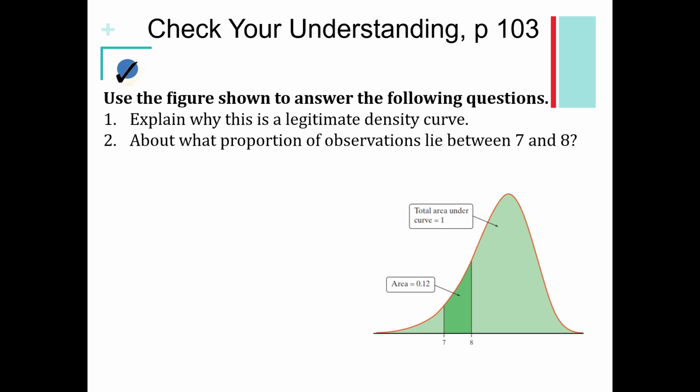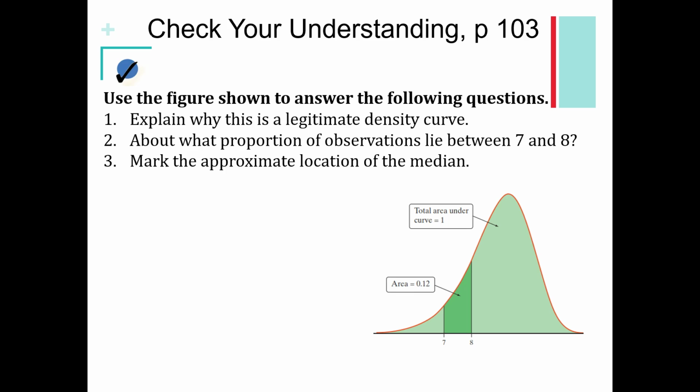Well, I'm looking on the graph. I have this zone highlighted between 7 and 8. It says that the area is 0.12, which means that the proportion of observations is going to be 0.12, or 12 out of 100. That would be 3 out of 25, or 12%. Any of those would be really okay answers.